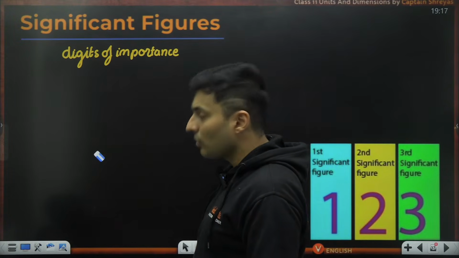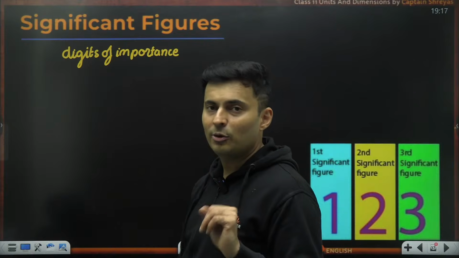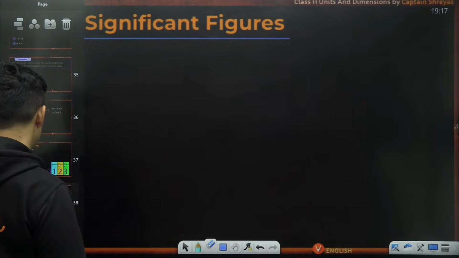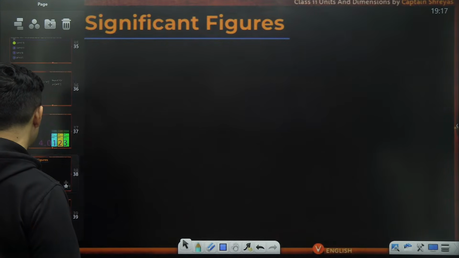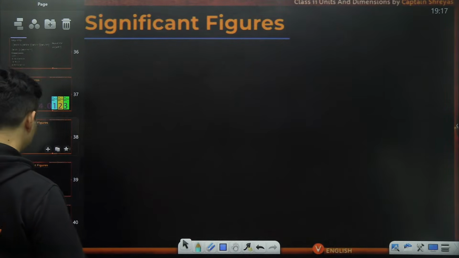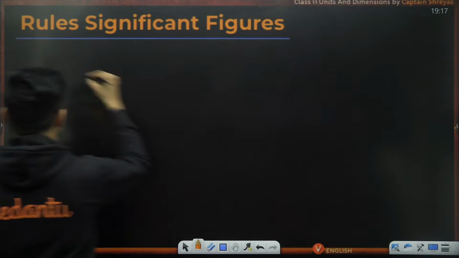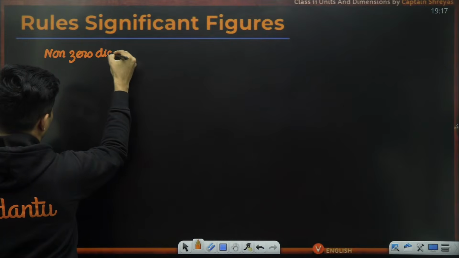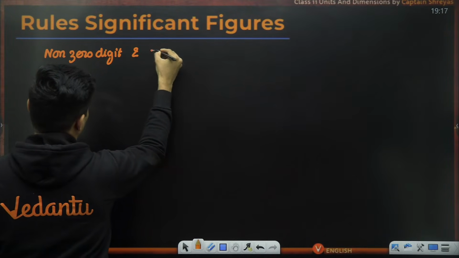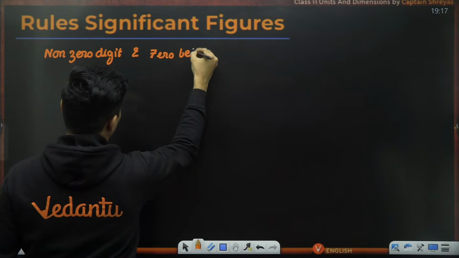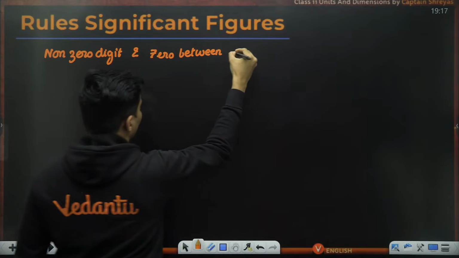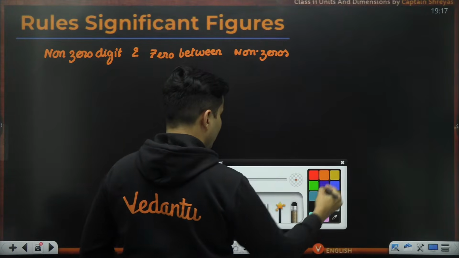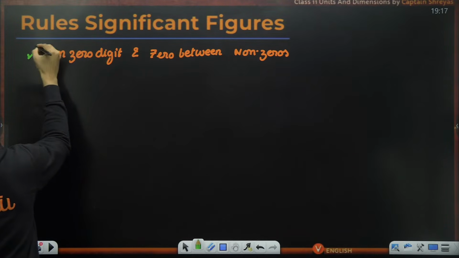But sometimes these zeros will have value, and when they have value and when they don't, that's what we are going to see. There are a lot of rules for significant figures, and we are going to see all these rules one by one. If you have any non-zero digit and a zero between the non-zeros, then they are significant.